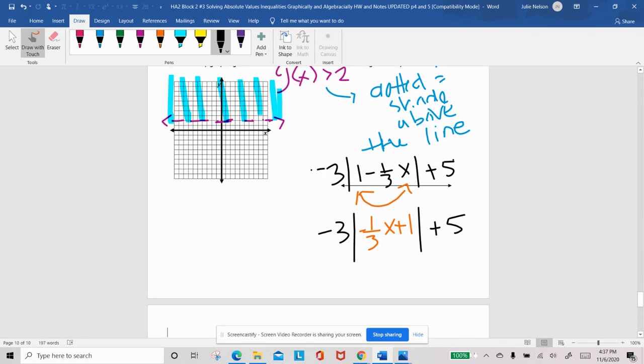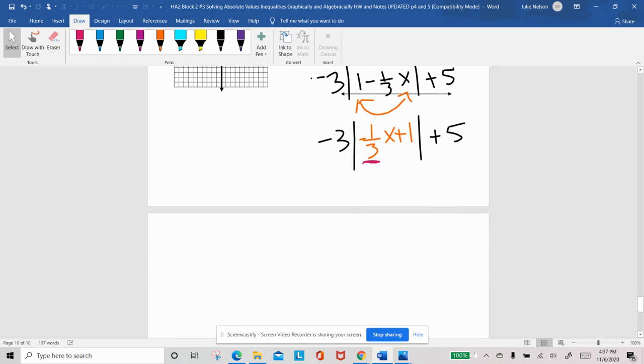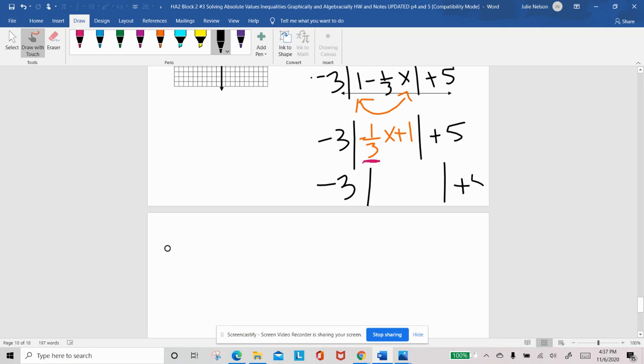Then I notice I can't have a negative 1/3 in front of that x. I can have an x plus something or an x minus something, but definitely not a negative 1/3. So I need to get rid of that negative 1/3 by dividing. Outside I still have a negative 3 and a positive 5 behind the absolute value. But again, I want to divide this negative 1/3.